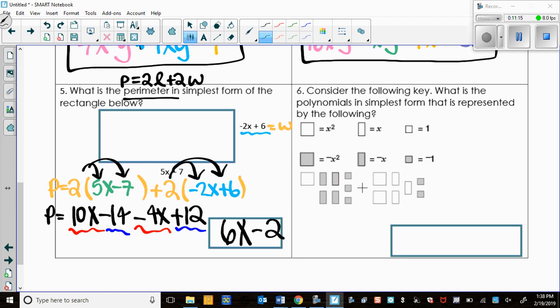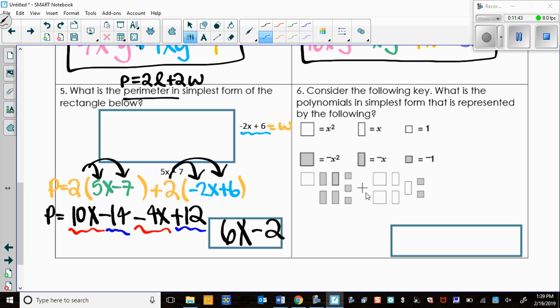And we have the last question. It says, consider the following key. What is the polynomial in simplest form that is represented by the following? So every white square is x squared. Every shaded in square, you're going to actually subtract, or sorry, you're going to subtract 1x squared. And yeah, we're going to combine like terms here.